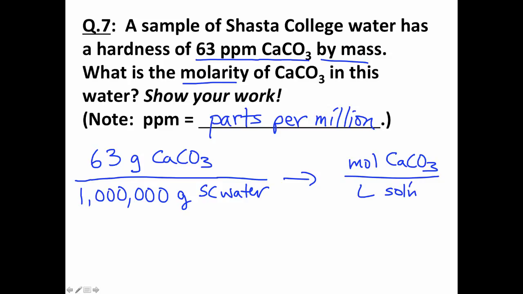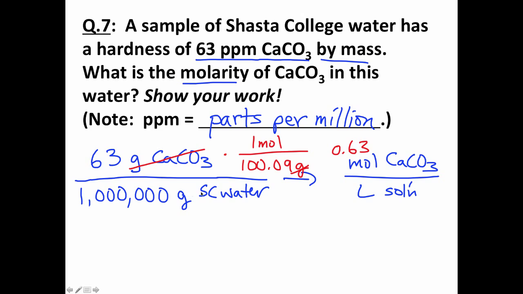63 grams of calcium carbonate. It turns out that there are 100.09 grams of calcium carbonate per 1 mole of calcium carbonate. And so that conversion gives us basically 0.63 moles of calcium carbonate. So 63 divided by 100.